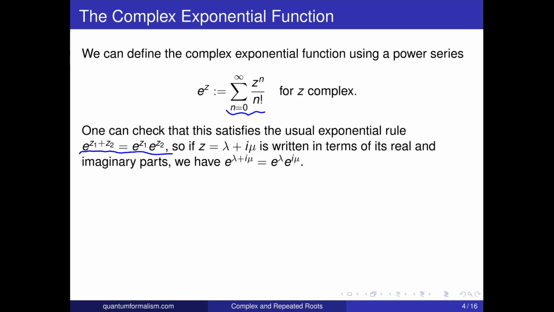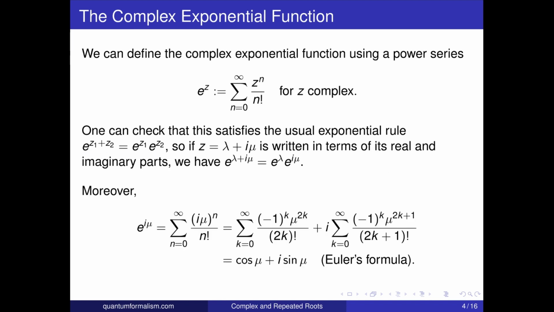Okay, so that's nice. In particular, if you write your complex number in terms of its real and imaginary parts, say lambda plus i mu, like we were earlier, then you have this formula that e to the lambda plus i mu is just e to the lambda times e to the i mu. And right here, this is just a real exponential function now. So now all that's left is to deal with this e to the i mu function. We want to relate that back to something that we can understand. And the way to do that is with this power series calculation.